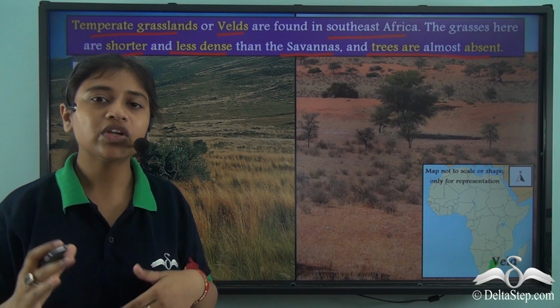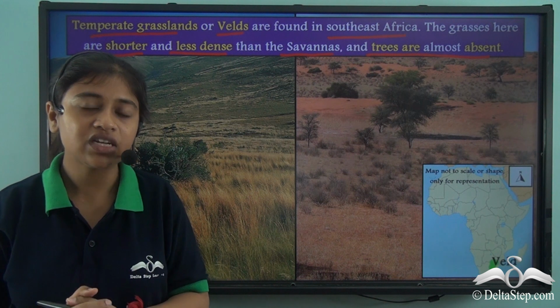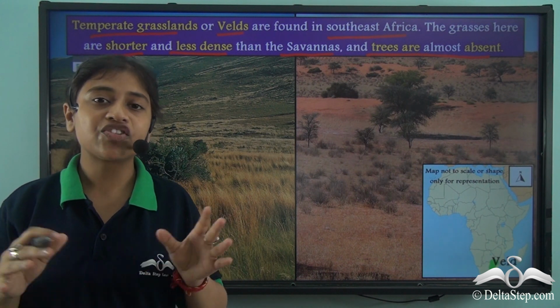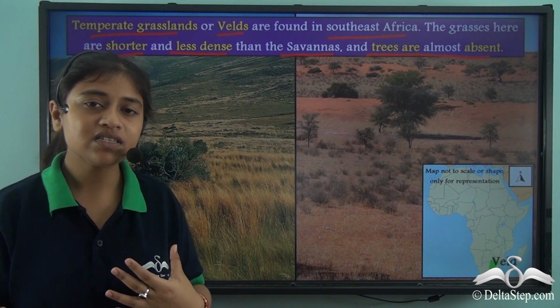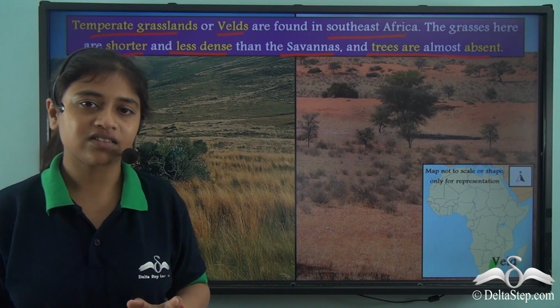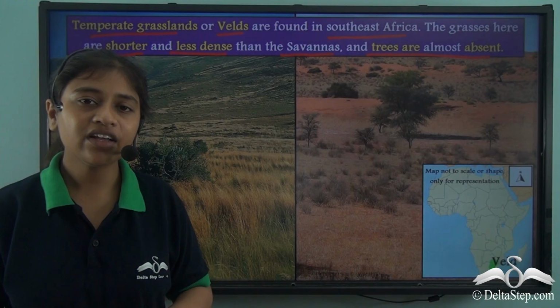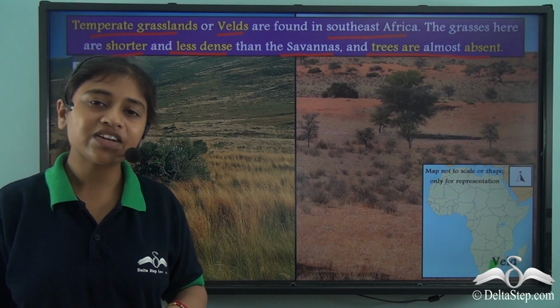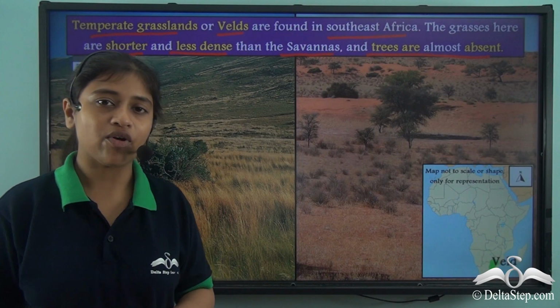As we move further away from the equatorial region, the forest becomes less and less dense and the trees become almost absent as we reach the southeast part of the continent, where the grasses are also very short. And here the temperature is much higher as compared to the tropical grasslands and the tropical rainforests.